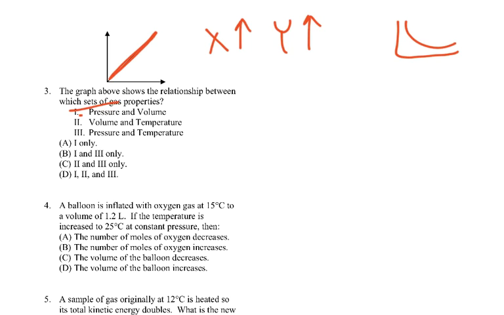Volume and temperature, that could be it. Pressure and temperature, that could be it. They're both in a situation where when the temperature goes up, the pressure goes up. When the temperature goes up, the volume goes up. So we're looking for an answer of 2 and 3 only. That looks like answer C.